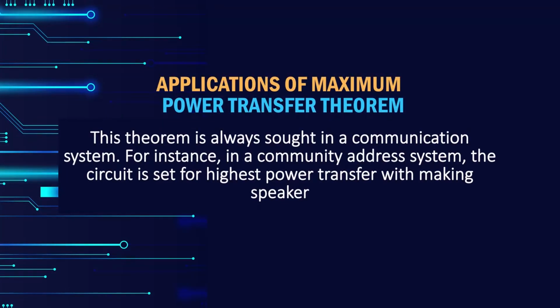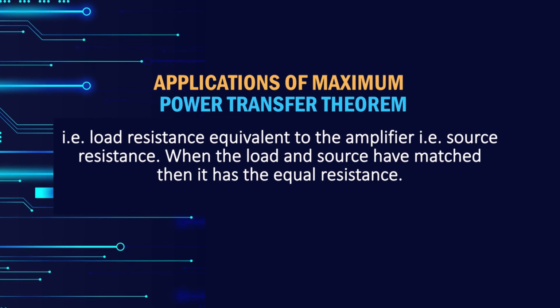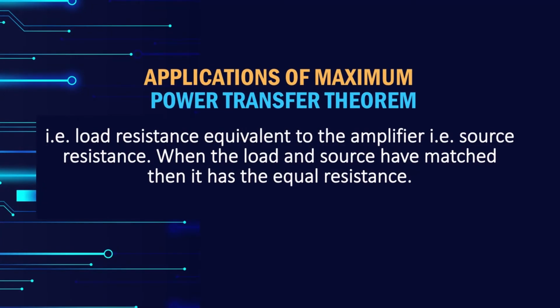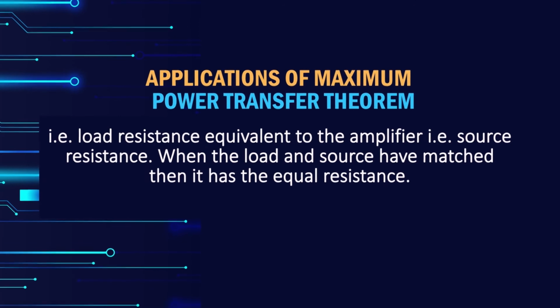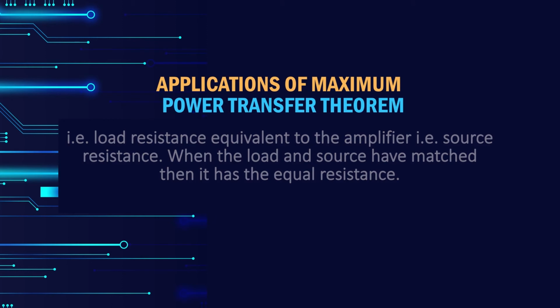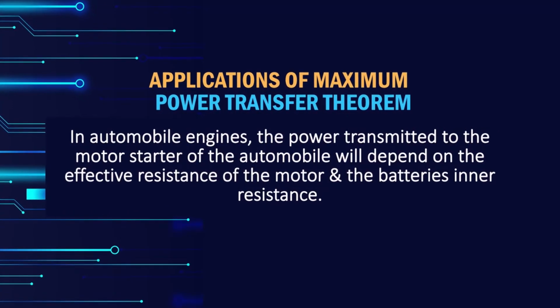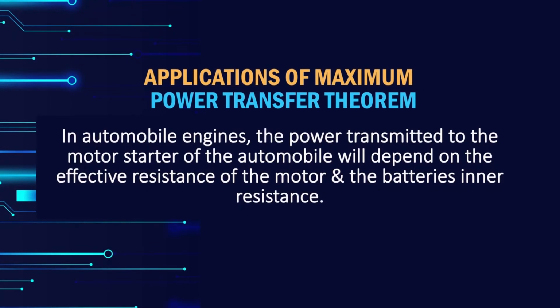First, this theorem is always sought in communication systems. For instance, in a public address system, the circuit is set for highest power transfer by making the speaker, that is the load resistance, equivalent to the amplifier, that is called the source resistance. So when the load and source are matched, then they have the equivalent resistance. And the second application of the maximum power transfer theorem is in automobile engines, where the power transmitted to the motor starter of the automobile will depend upon the effective resistance of the motor and the battery's inner resistance.